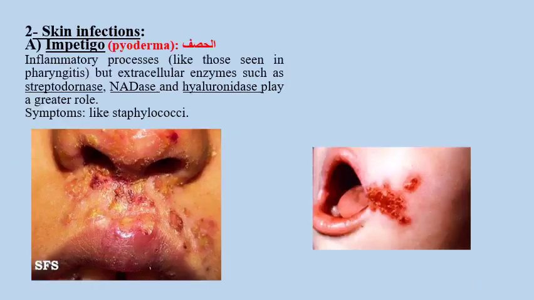Skin infections. The first one is impetigo, and we also said it in the staph lecture, it has symptoms like Staphylococci. It is an inflammatory process like those seen in pharyngitis, but the involvement here is more for the extra enzymes, which are streptodornase, NADase and hyaluronidase, which play a greater role.